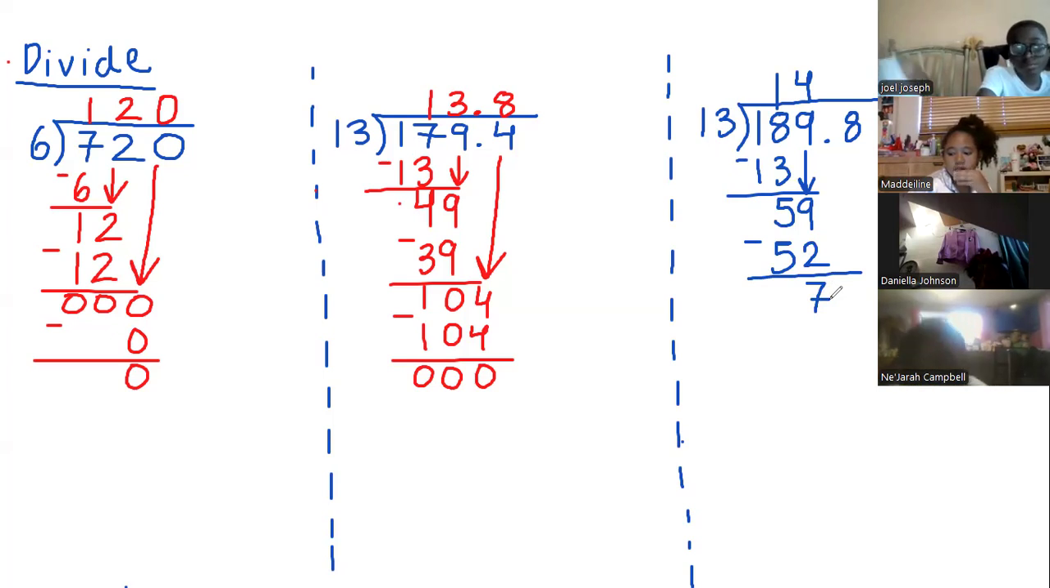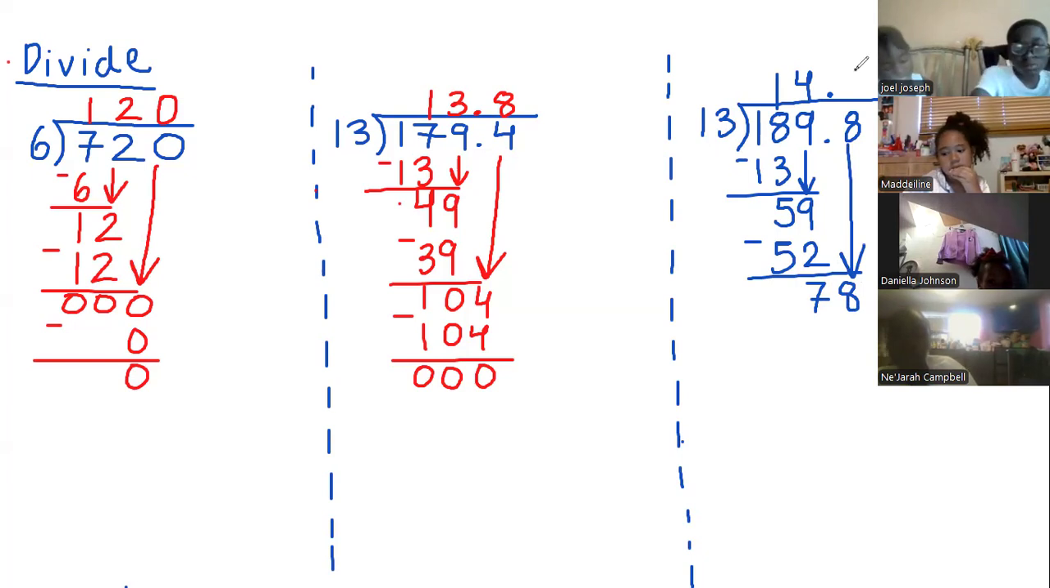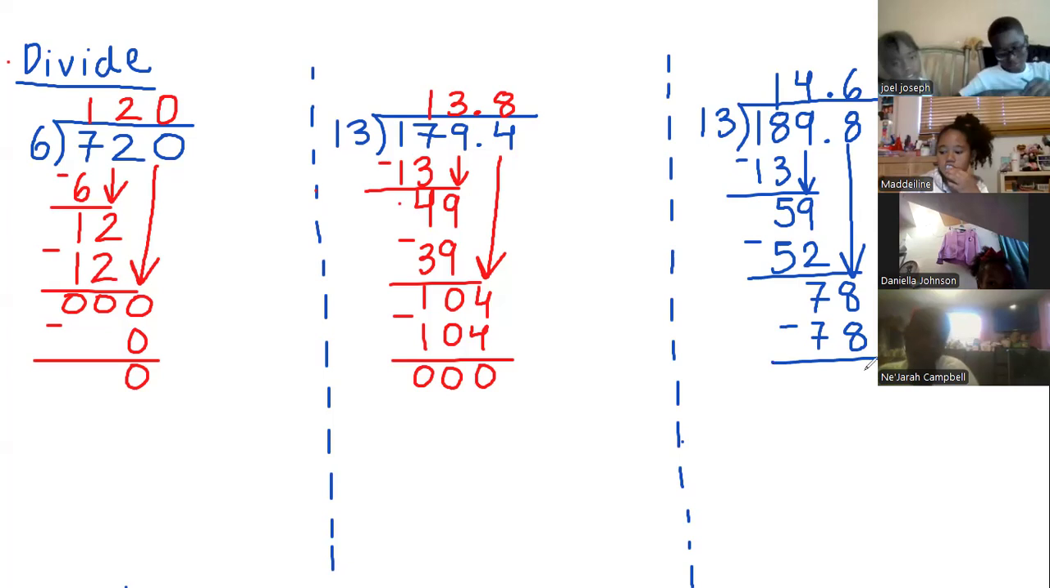Bring down your decimal point. Put the decimal point right here. We're not really bringing it down, we're putting it up. Bring down the 8. How many times does 13 go into 6.8? 6 times. Very good. 13 times 6 is what? 78. Very good. Let me subtract. 78 minus 78 is what? 0. So your answer is 14.6.